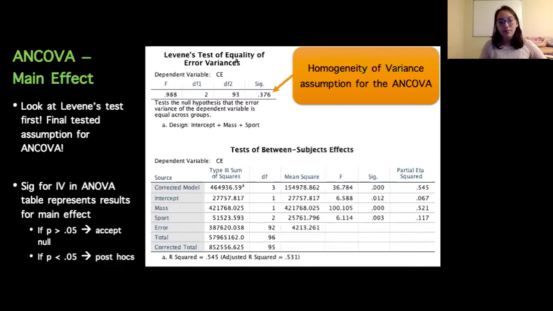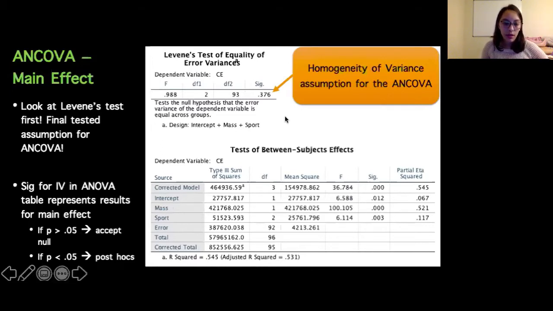Okay. The last thing is the p-value for the main effect of the test. So that'll be in our test of between subject effects. And if you recall, our independent variable was sport. Now, the covariate also gets added to this output because, like I said, it's often considered very similar to an independent variable since it's controlled for.